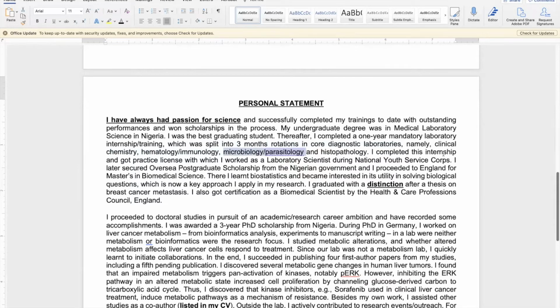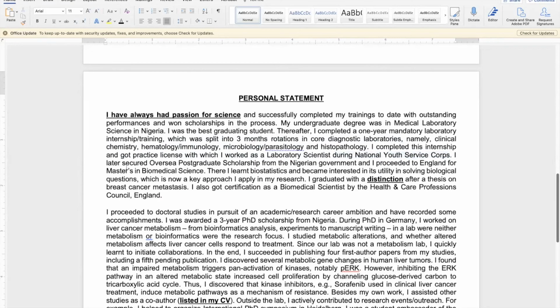I completed this internship and got licensed to practice, with which I worked as a laboratory scientist during National Youth Service Corps. I didn't explain what National Youth Service Corps actually is in this particular statement. But I think that I did emphasize in my CV that this is mandatory for Nigerian graduates. Right. I later secured overseas postgraduate scholarship.